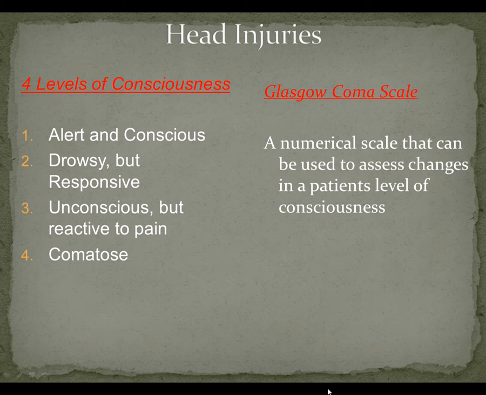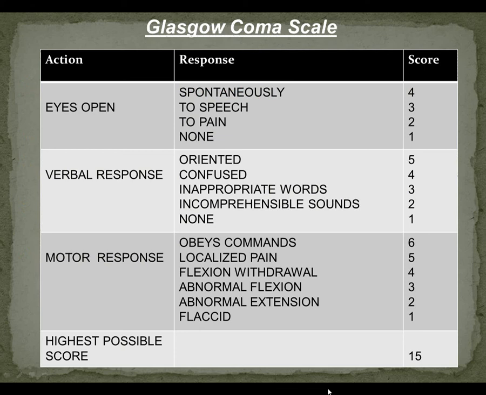One way doctors evaluate head injury is by the Glasgow scale. This is a numerical scale that can be used to assess changes in a patient's level of consciousness. The scale is from 1, meaning alert and conscious, to 4, meaning comatose. Doctors grade patients on if their eyes are open, their verbal response, and their motor response.